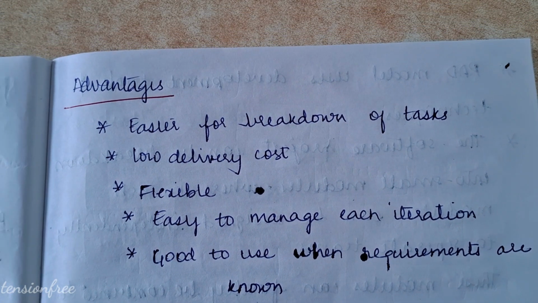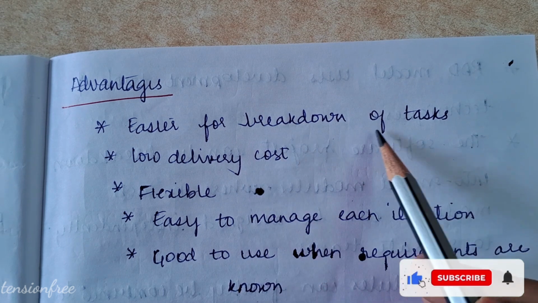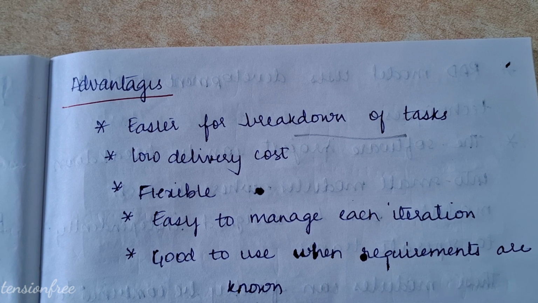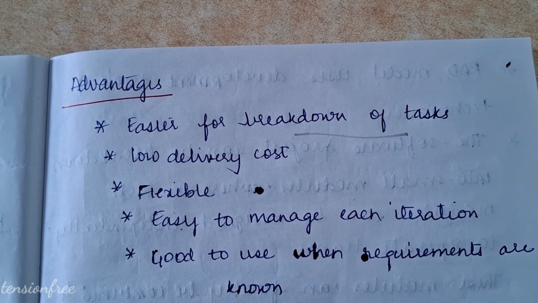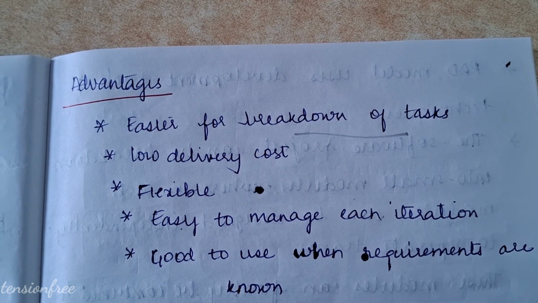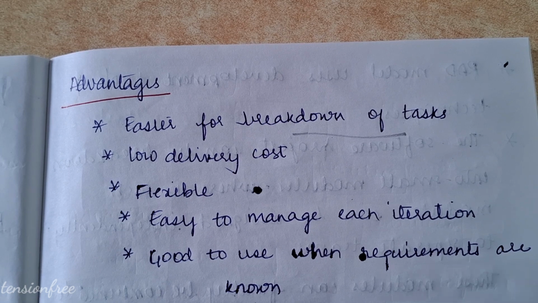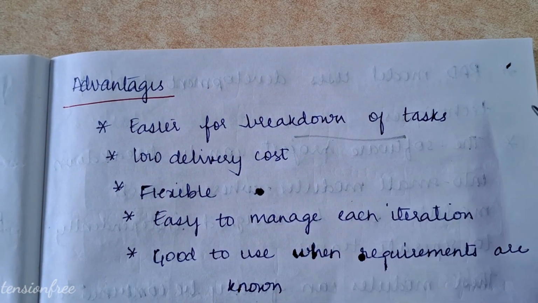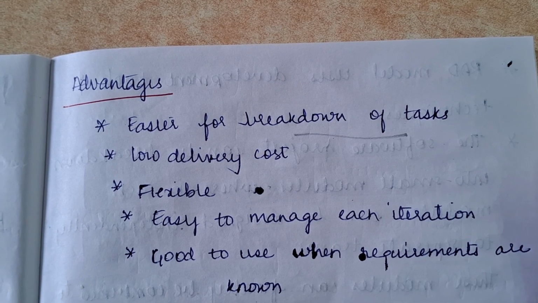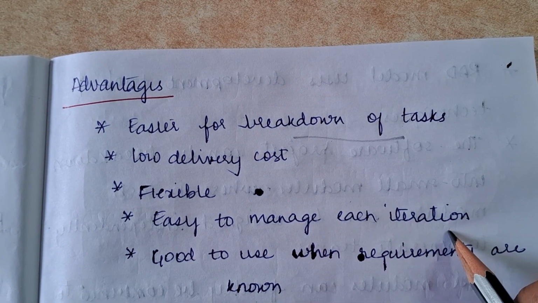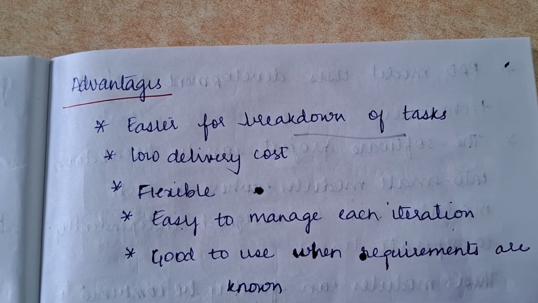Coming to the advantages and disadvantages. The advantages are that it is easier to break down the task. As you've seen in the diagram, the task has been broken down into several steps to provide a high quality output, where the developer can develop the software very easily. Low delivery cost: the cost of the incremental model will be very low. It is also flexible, and each iteration is easy to manage.